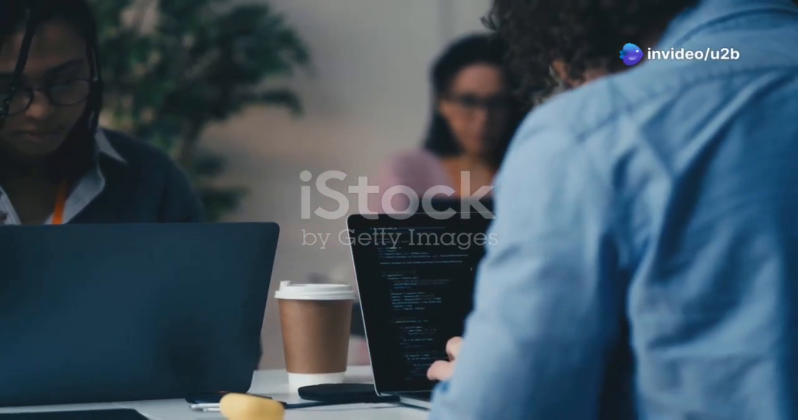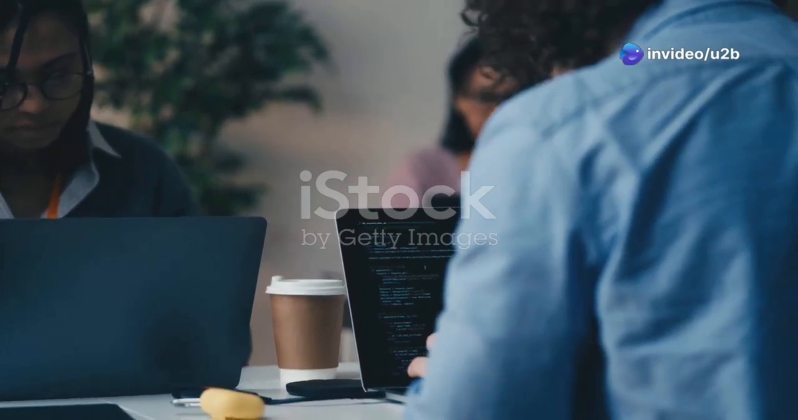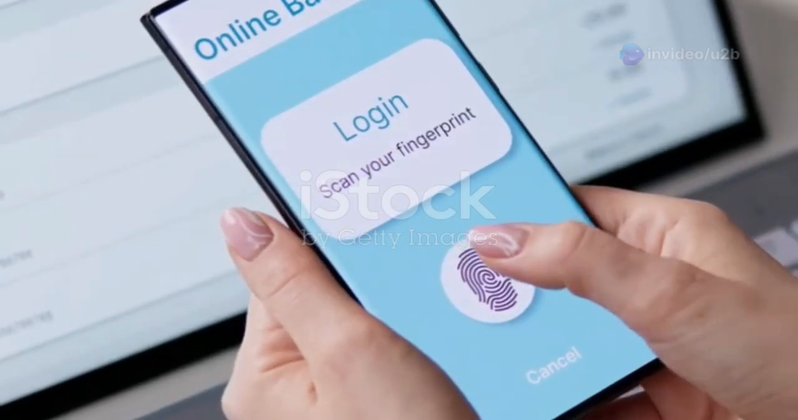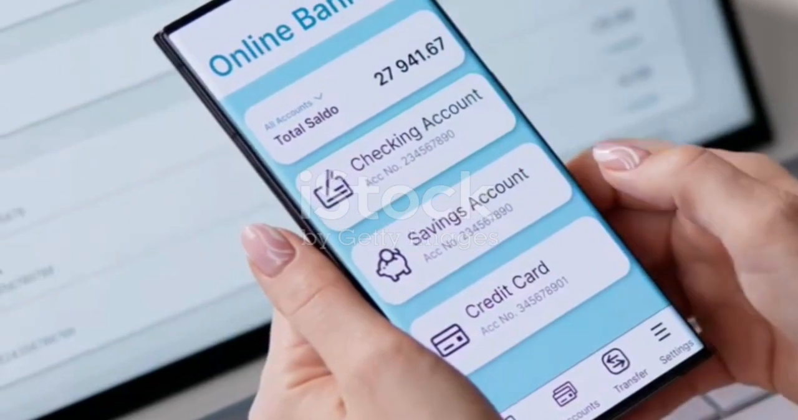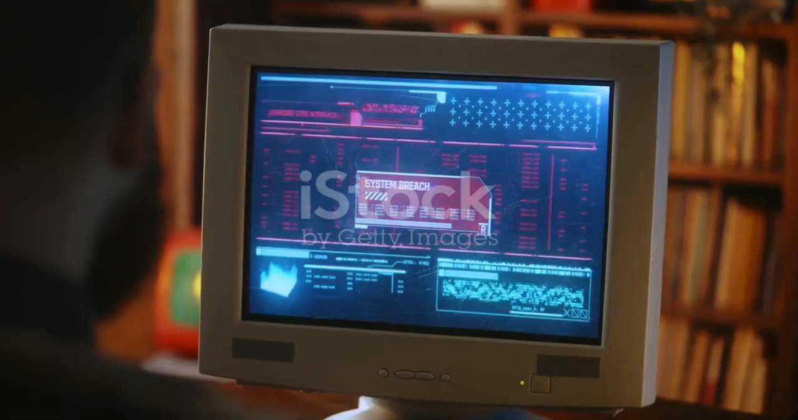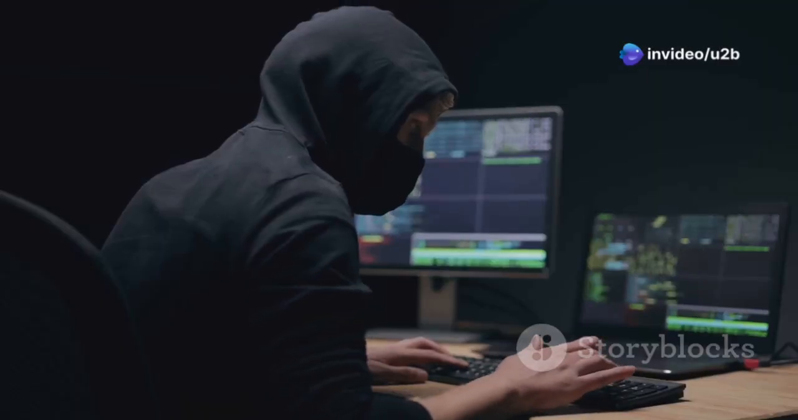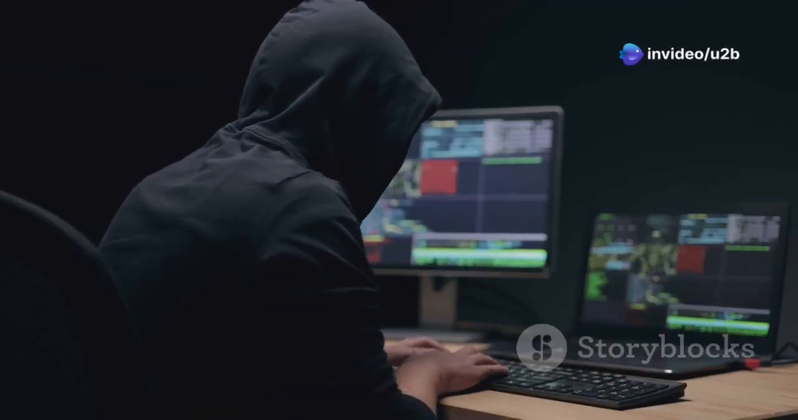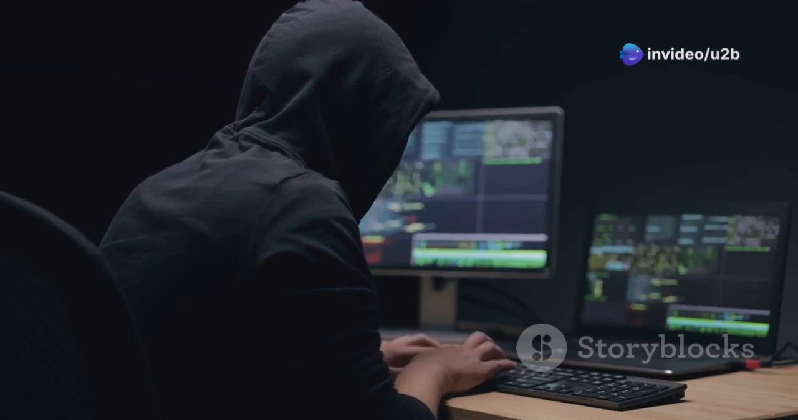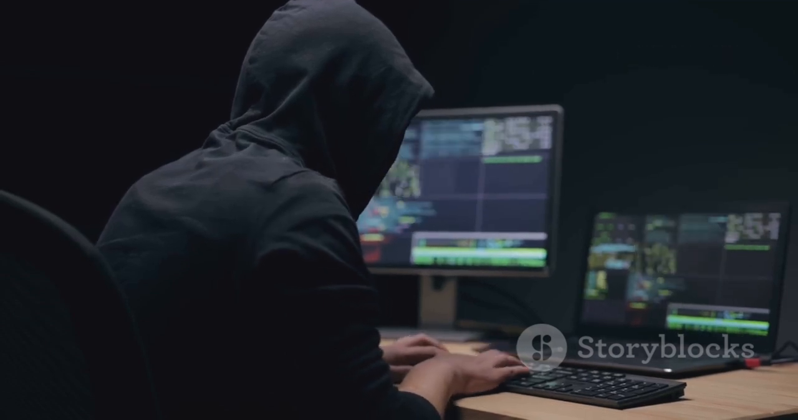In today's interconnected world, software is the backbone of our digital lives. From online banking to social media, we rely on applications for countless tasks. But this reliance comes with a risk: software vulnerabilities. These weaknesses in code can be exploited by malicious actors, leading to data breaches, financial losses, and reputational damage.